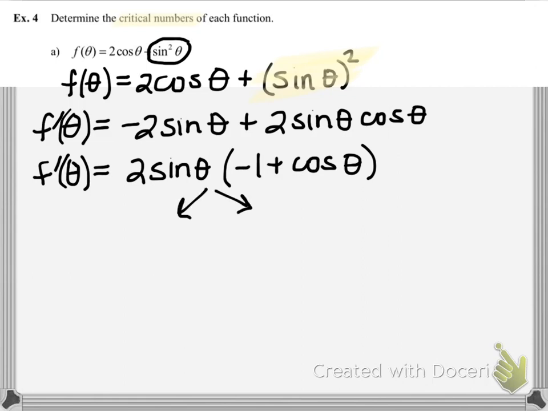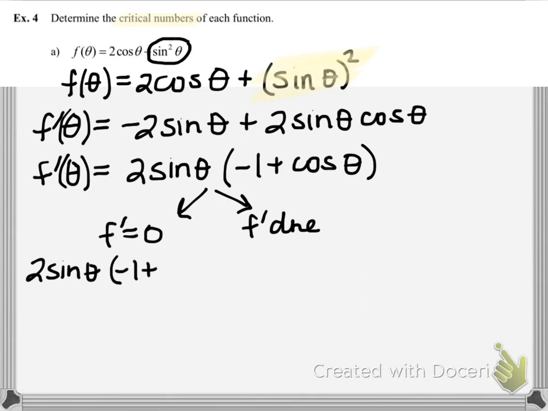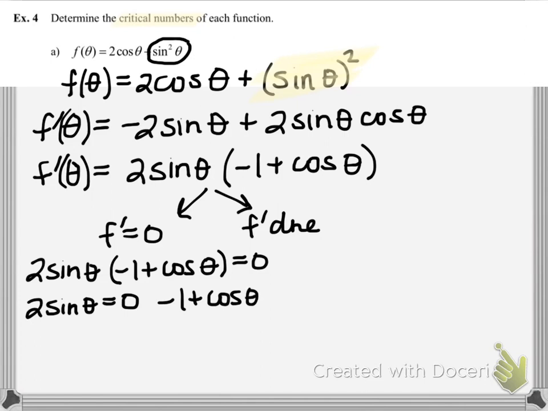Now we branch off, and I actually draw the arrows because I like that visual reminder so that I remember that I need to do two things here. I need to find where the derivative is equal to 0, as well as where the derivative is undefined. Because I have this derivative already in factored form, setting it equal to 0 should be relatively easy because all I have to do is set each of the individual factors equal to 0. So that'll give me 2 sine theta is equal to 0 and negative 1 plus cosine theta is equal to 0. So now I have two smaller trig equations that I need to solve.